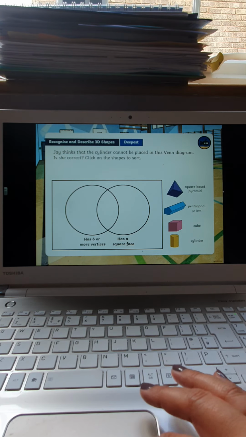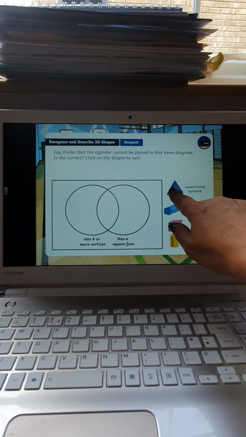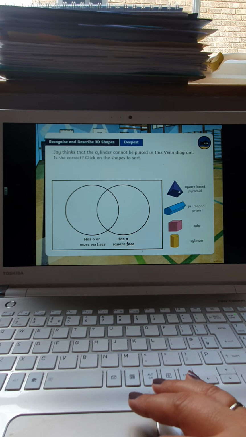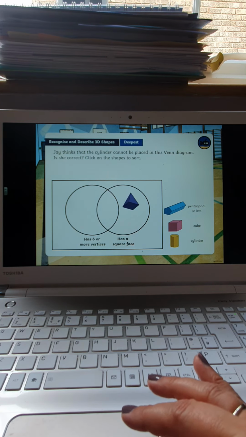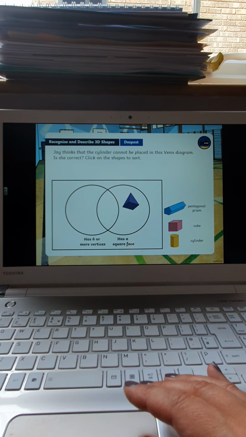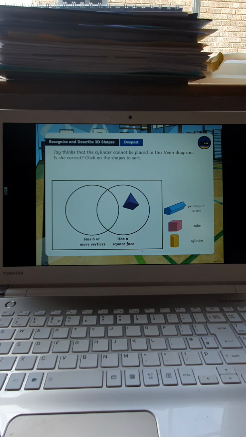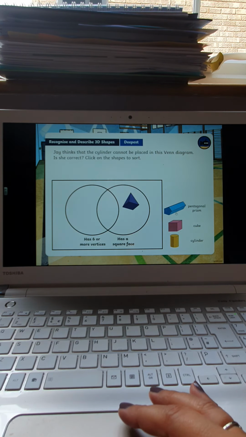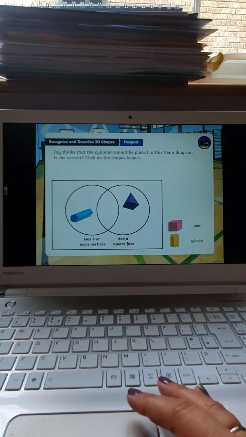The square-based pyramid has got a square face, it's got 1, 2, 3, 4, 5 vertices. So that goes there. The pentagonal prism has got 1, 2, 3, 4, 5 vertices at this end. So 5 at this end. So it's got 10 vertices, but it's got no square faces. So that will go over there.